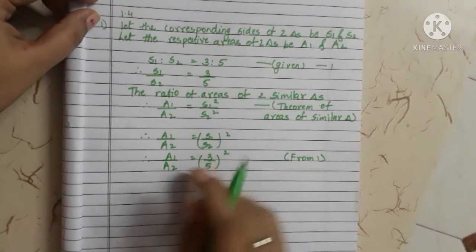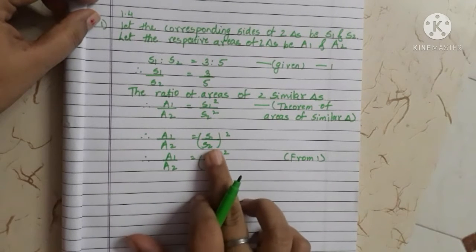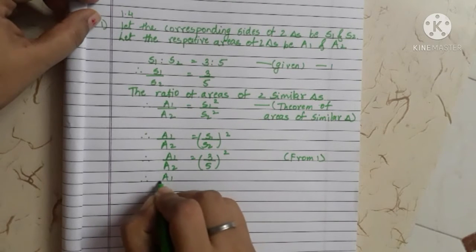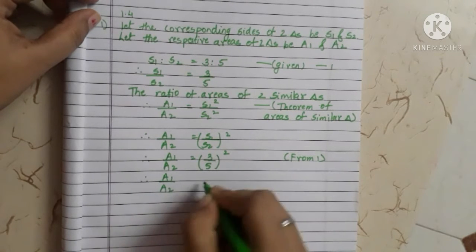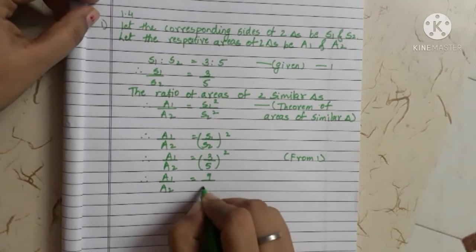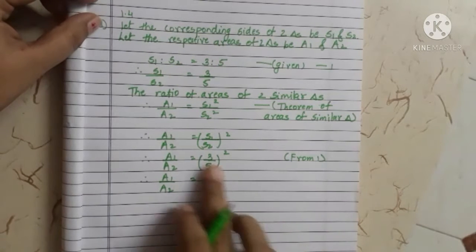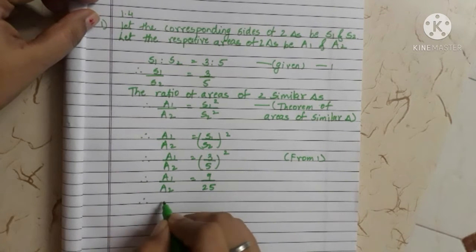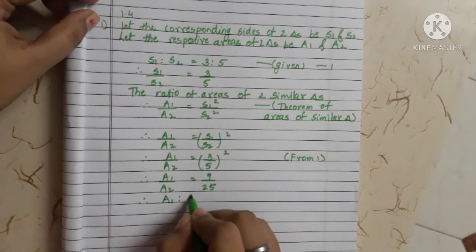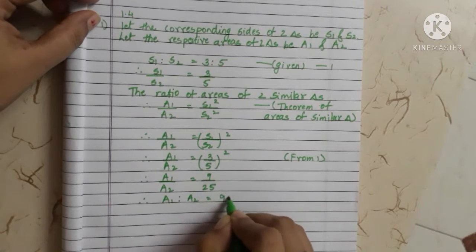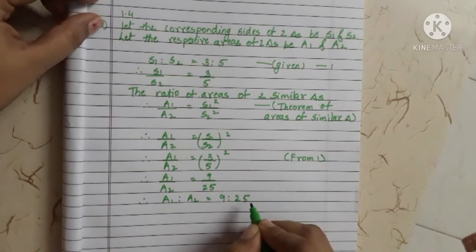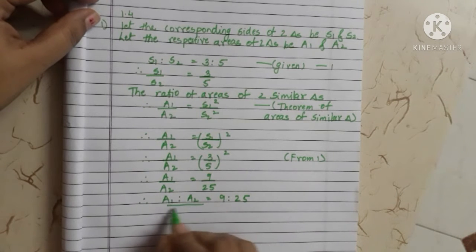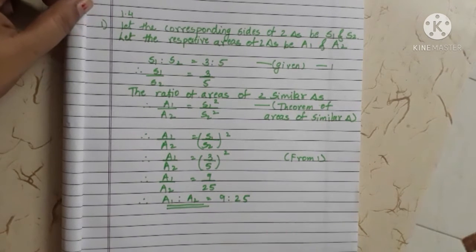Okay, now we will apply square to the numerator and denominator. So what we will get, therefore area of triangle 1 upon area of triangle 2 is equal to 9/25, and this is your answer. Okay, we can write it in this form also: A1 is to A2 is equal to 9:25. Okay, so this is our final answer. This is the ratio of the areas of the two triangles.